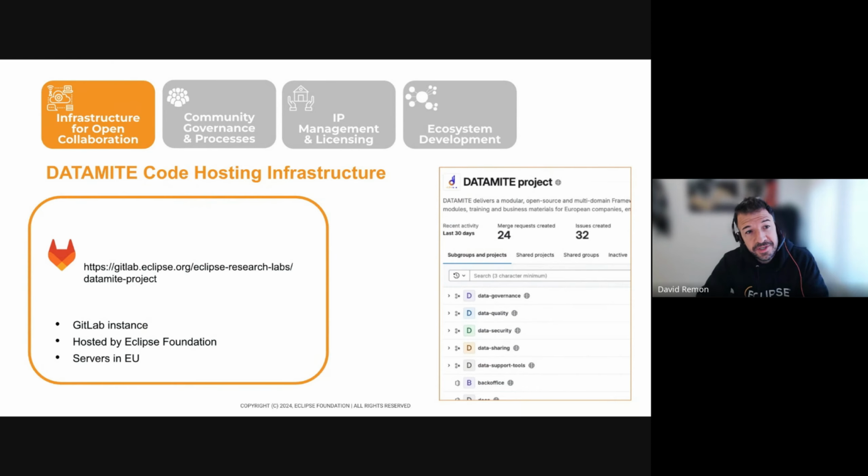Open collaboration in DATAMITE has been enabled because the code which has been developed has been published in a public GitLab repository. This GitLab instance is here. You can find on the left a link to the DATAMITE code, and it's all open source. It's all public in that repository, which is hosted by the Eclipse Foundation, and it's located in Europe, on European servers, which is relevant as the DATAMITE project is funded by the European Commission.